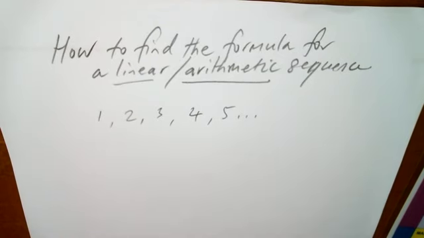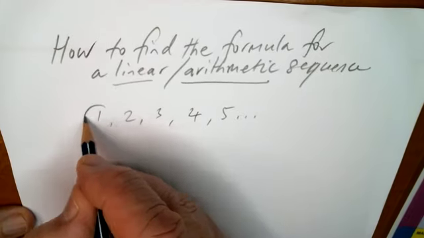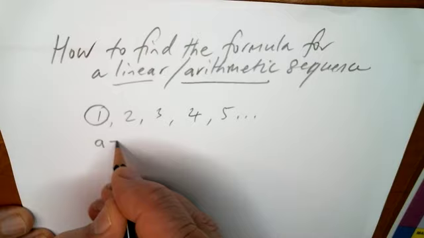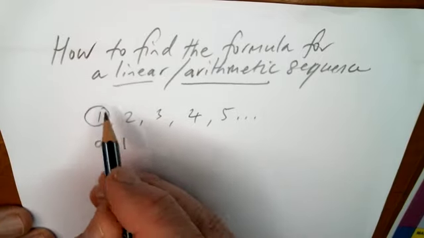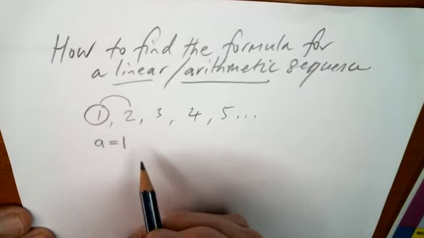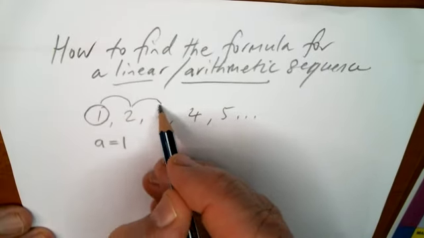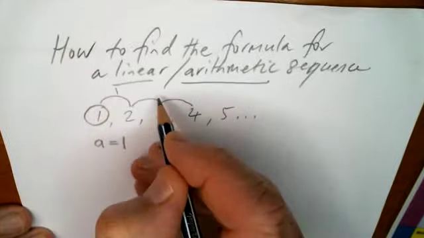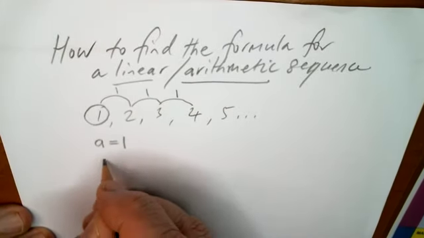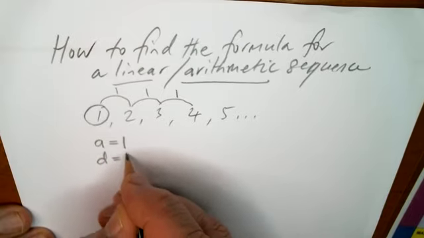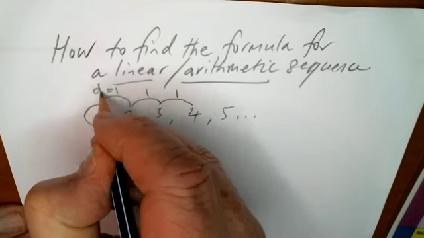So we need to do several things before we're ready to do this. The first thing is we're going to identify what is the first term. Well, the first term in this case is 1. And we're going to call that first term A. A is 1. We're also going to look at the differences between each term. What's the difference between 1 and 2, and 2 and 3, and 3 and 4, and so on? Well, the difference each time is 1. And that difference we're going to call D. So D in this case is also 1, because these are our D values here.